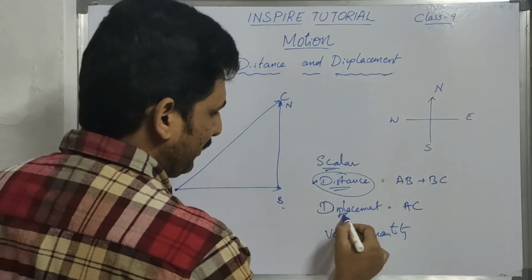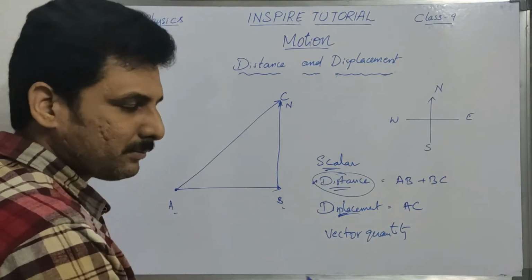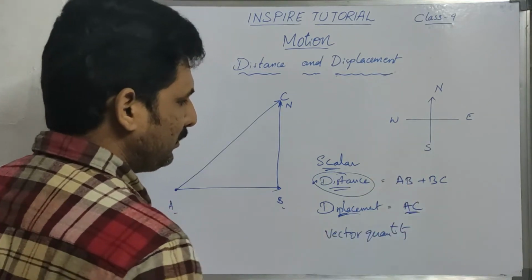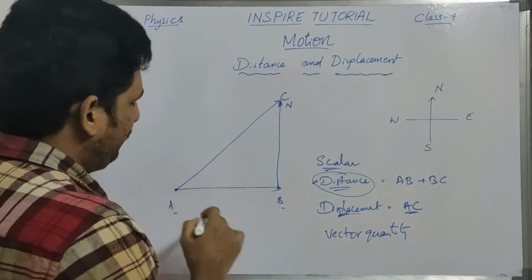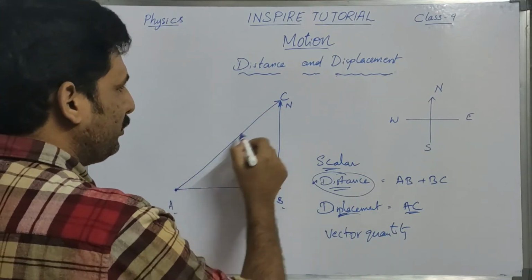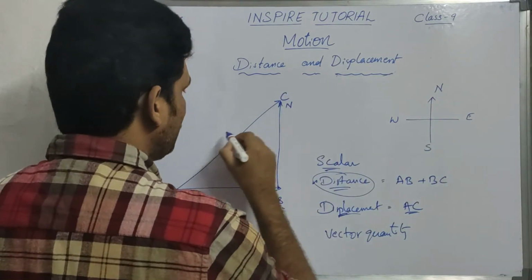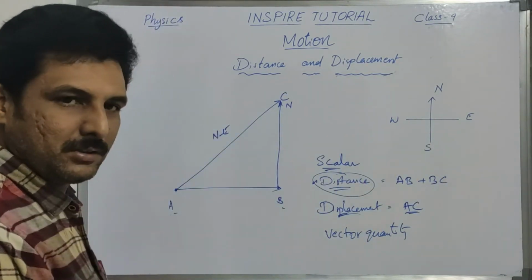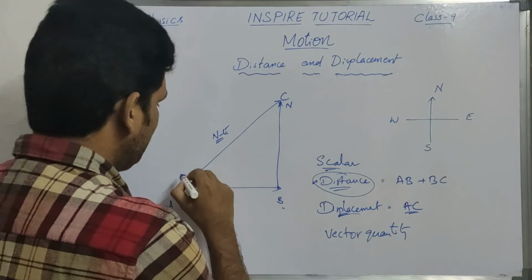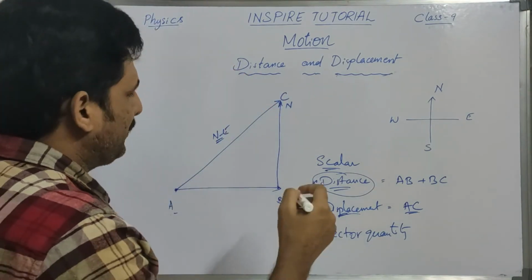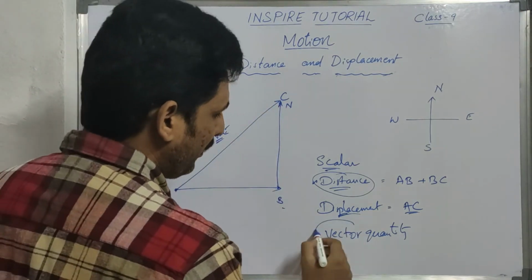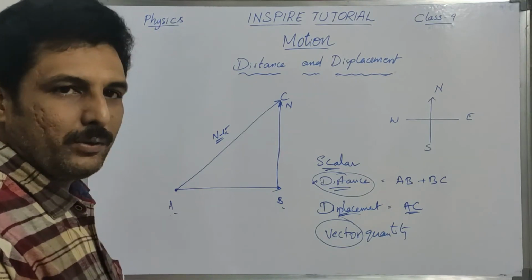But when you come to displacement, it has both a magnitude and the direction. So here the displacement of this path is AC, and it has a particular direction. It is from A to C, that is it is towards northeast. So here we can say this displacement has some magnitude, at the same time the displacement has a direction. So hence we can call displacement a vector quantity.